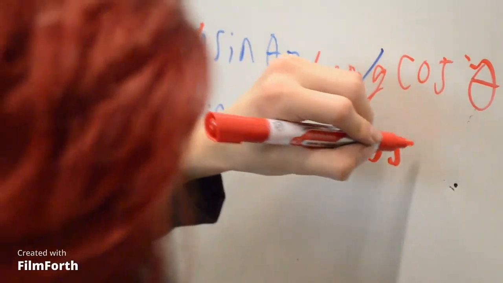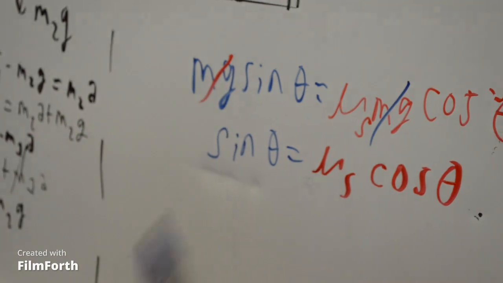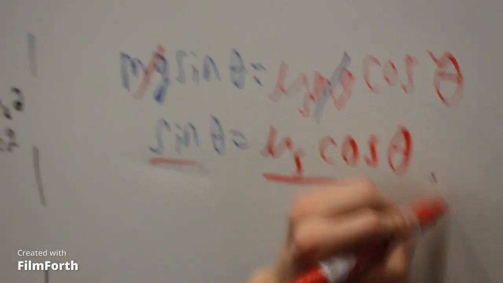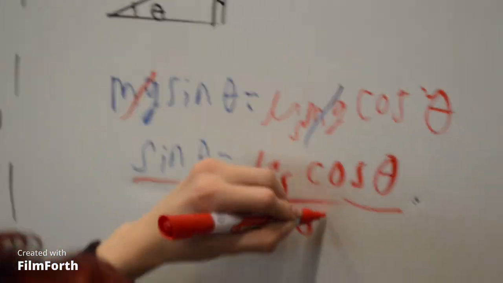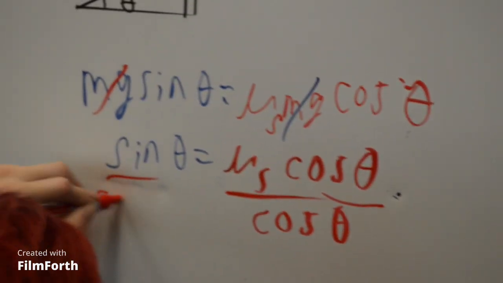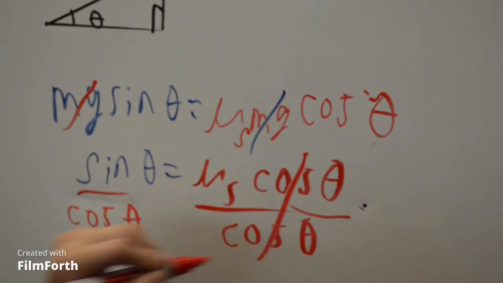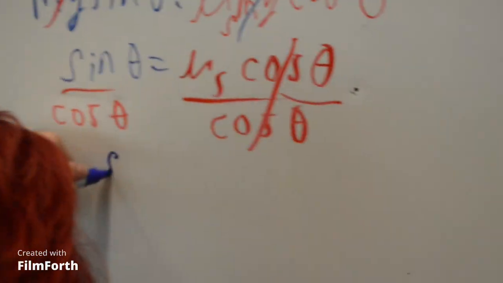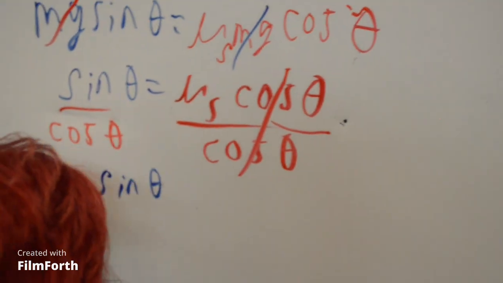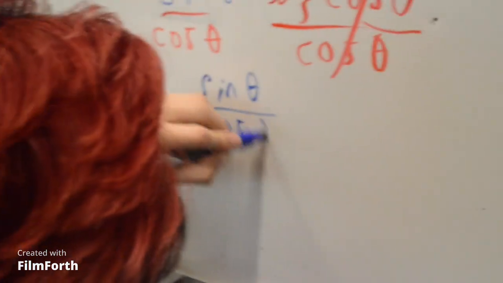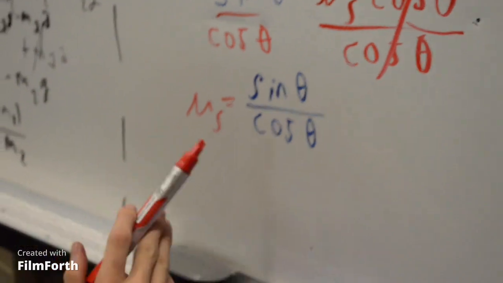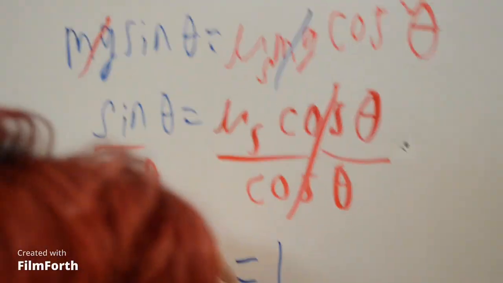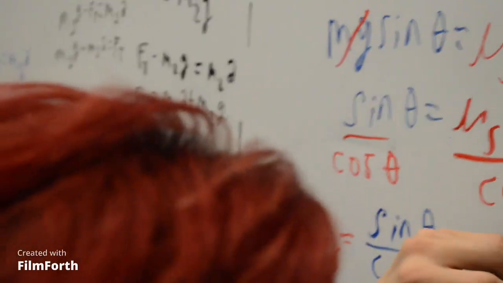And we're trying to find out the angle, right? Well, let's isolate theta on one side. Divide both sides by cosine theta. Now we get mu s equals sine theta over cosine theta. Now, recall from my kinematics video that I covered this trigonometric identity: sine theta divided by cos theta is tangent theta. So mu s is equal to tangent theta.